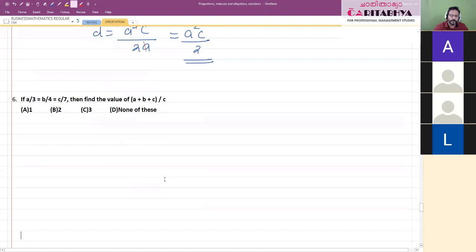A by 3 equal to b by 4 is equal to c by 7. Find the value of A plus B plus C divided by C.